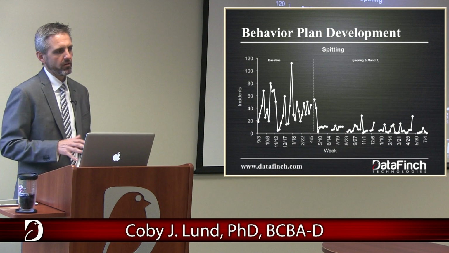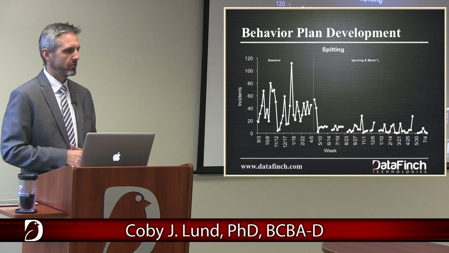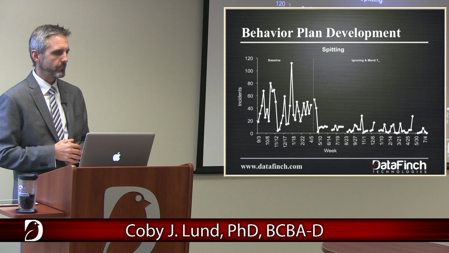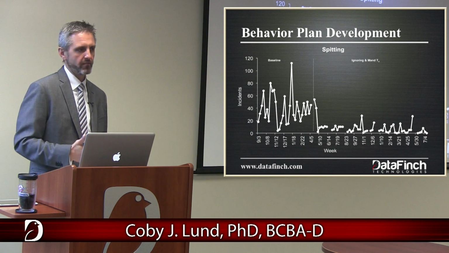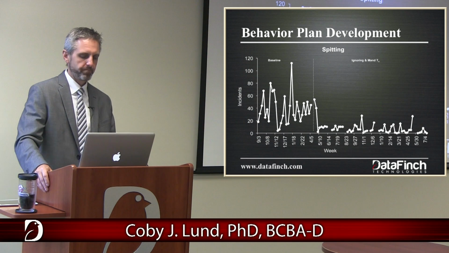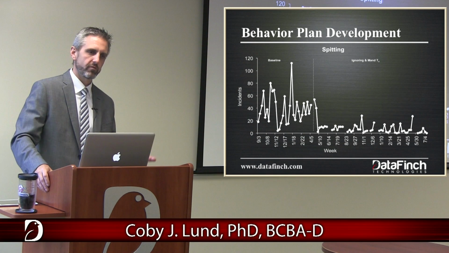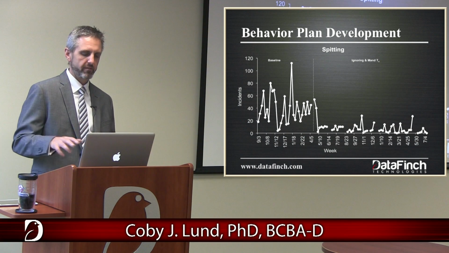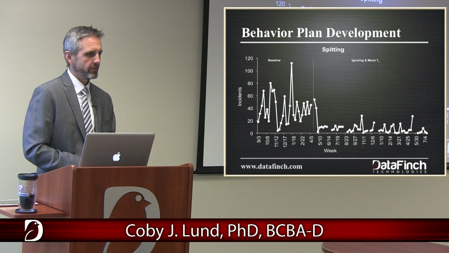Remember, what we want to do is identify alternatives. What do we want them to do instead? And we want to provide those same consequences for that behavior, right? We want to make that behavior functionally equivalent. We also want to try and reduce those consequences for his target behavior. So we want to try and put spitting on extinction. So what would we do?